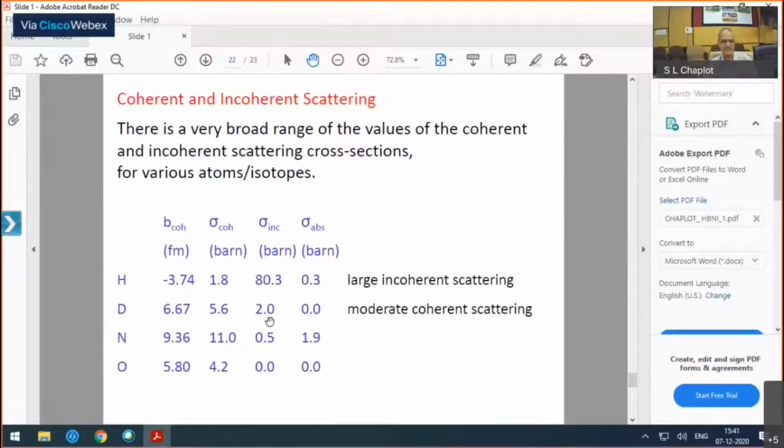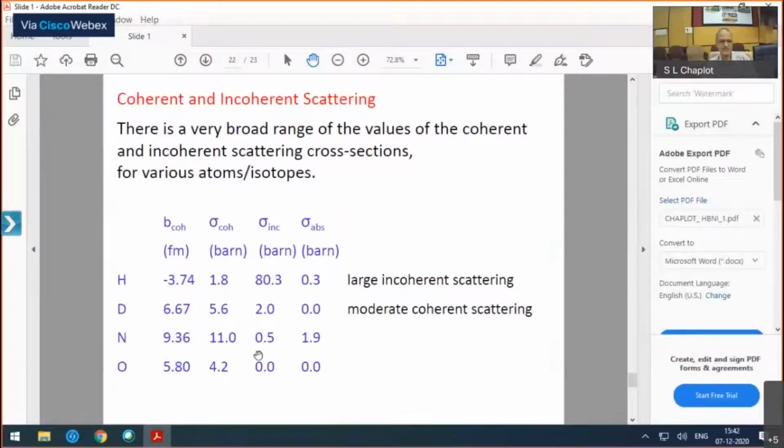In comparison to these numbers, say nitrogen, again here I have averaged over all the isotopes of nitrogen. Here there is no averaging. If you take the ordinary water, then you need to average, but it has largely the hydrogen isotopes and a very small fraction of deuterium, and therefore the scattering still is largely because of the hydrogen.